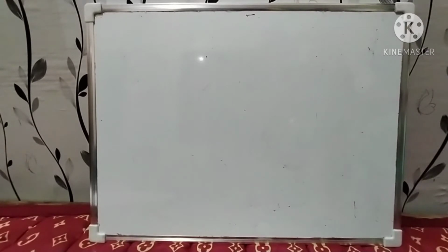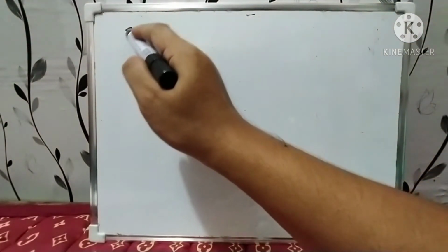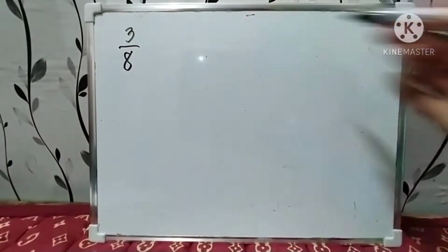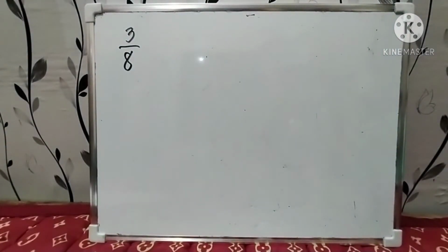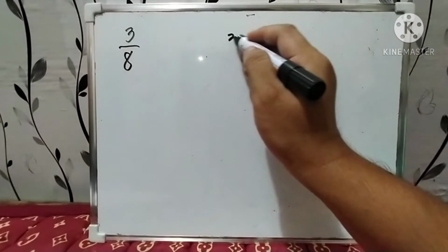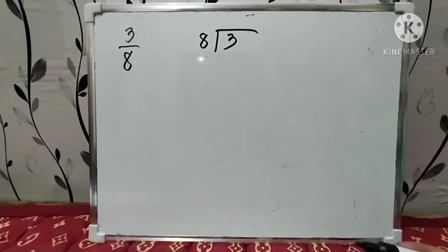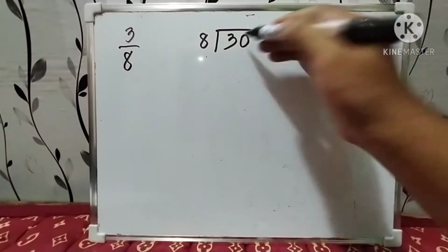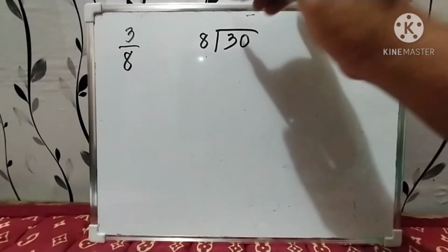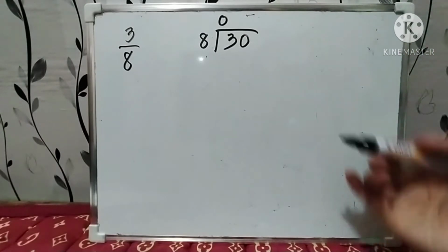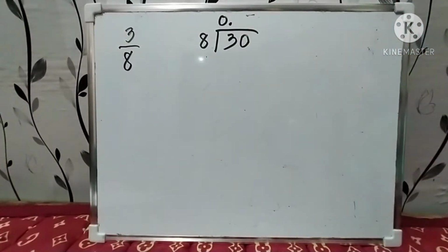Next example natin is 3/8. How we're going to convert 3/8 into decimal numbers. Okay, so what we're going to do is to divide. Using the long division method again. So, dito, add tayo ng 0. And then, kapag nag-add tayo doon ng 0, add tayo sa quotient ng 0, followed by the decimal point. So, pwede na natin siyang i-divide.